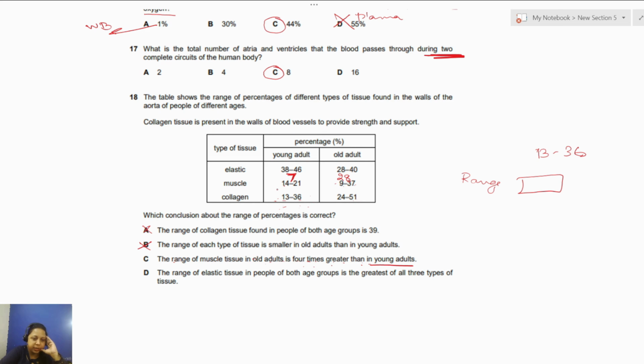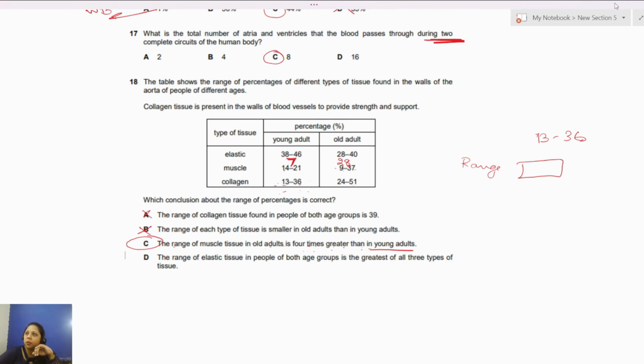Is it 7? Yes. 37 minus 9 is 28. Yes. So C is our answer.